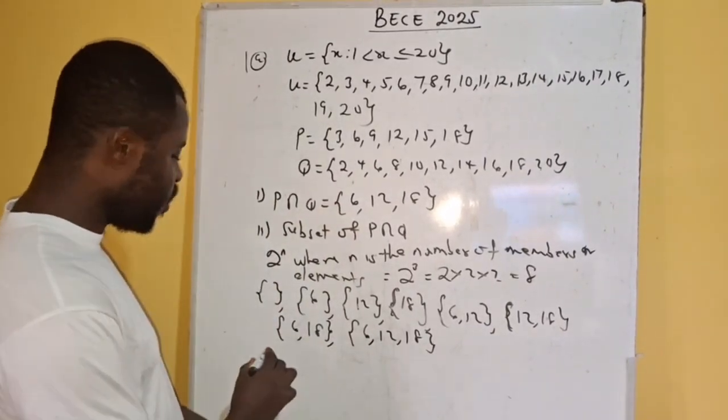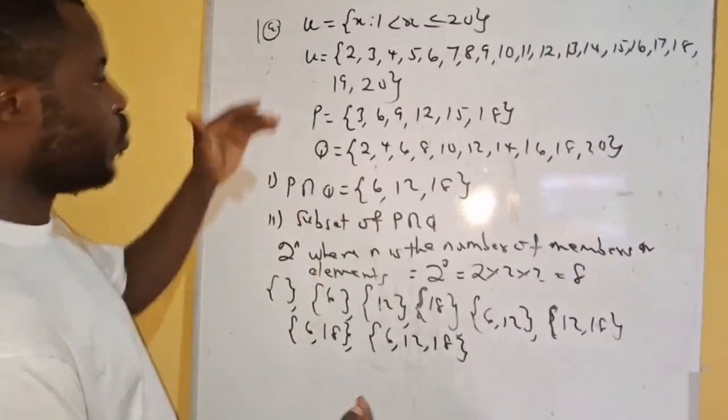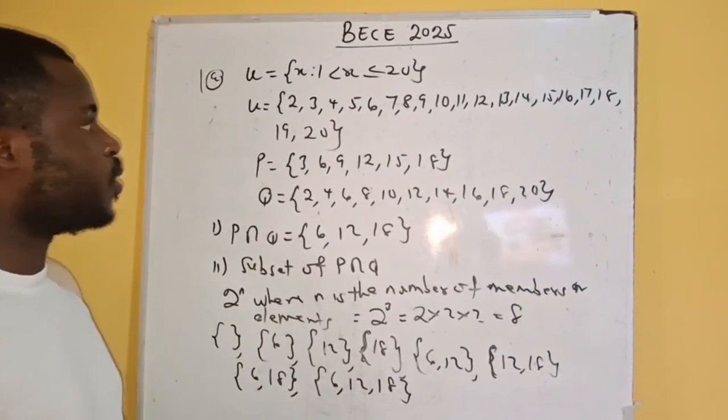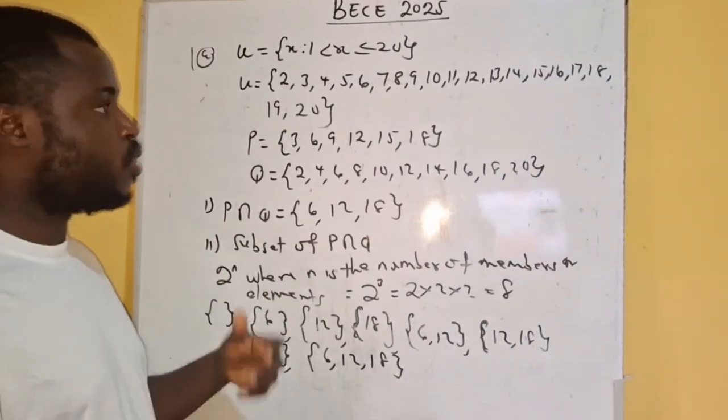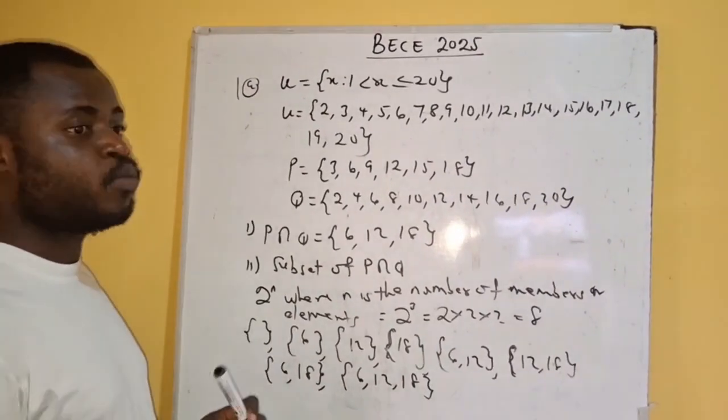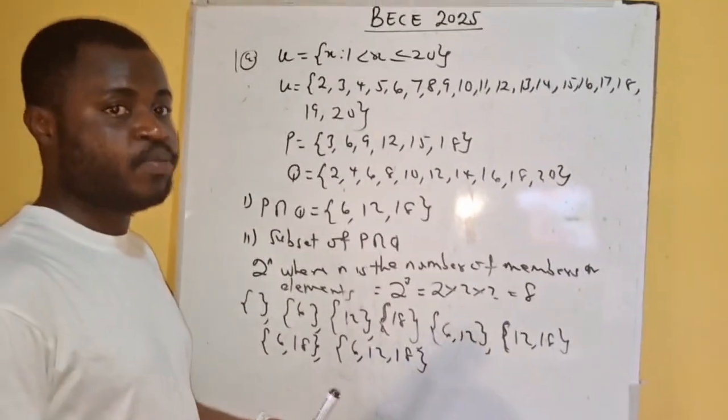Now the B, so you can go through this. If you have any question, you can leave it in the comment section for explanation, then it will be sorted. Now let's quickly move to the B.